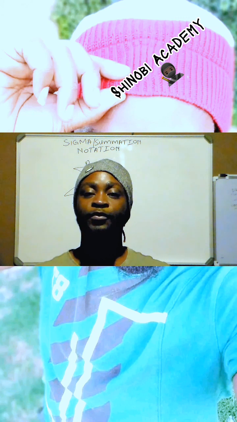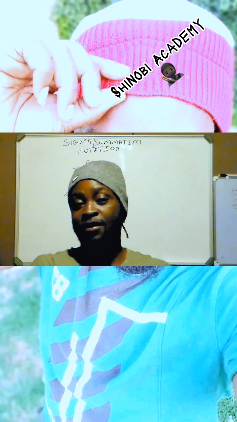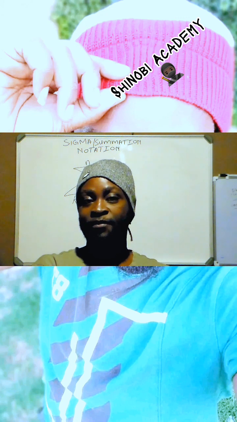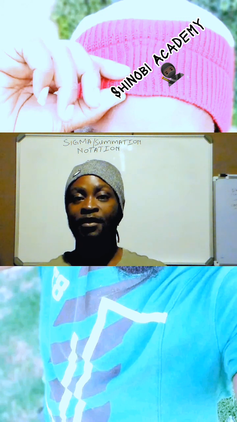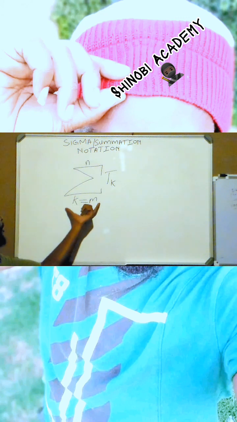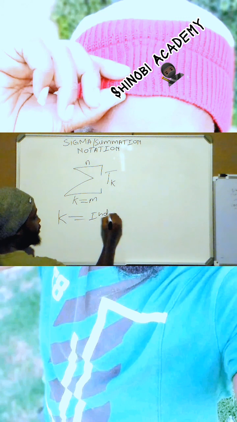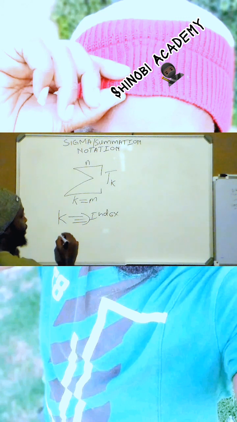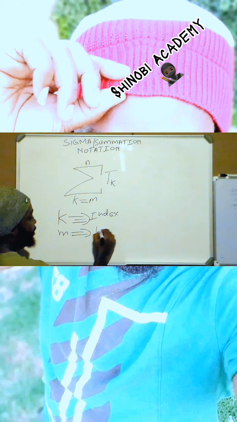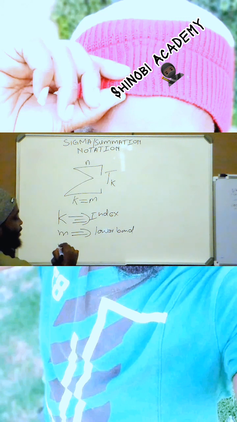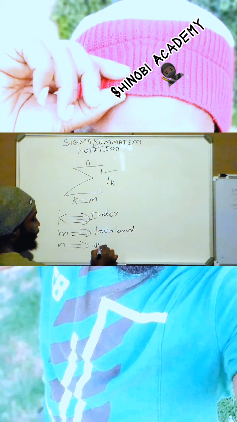So in today's video we're going to be focusing on the summation notation, or rather what most people call the sigma notation. Before I can explain what the sigma notation indicates or implies, let me first explain what the notations in the sigma mean. We have the K. This is the index of the summation. And then we have M. This represents the lower bound of the summation. We have N. This represents the upper bound of the summation.